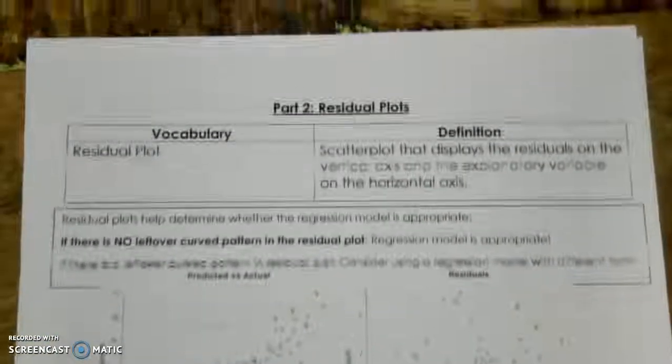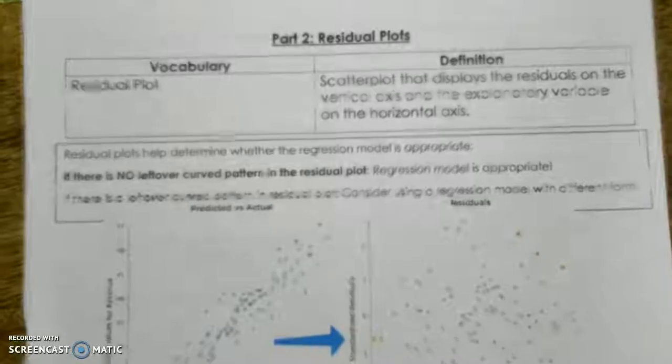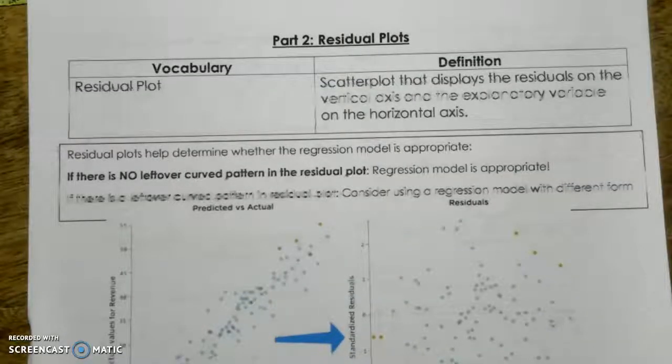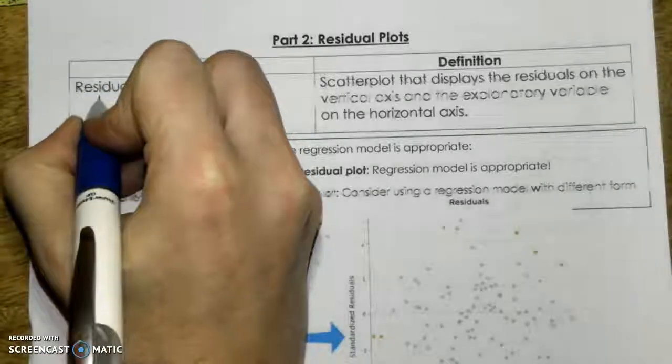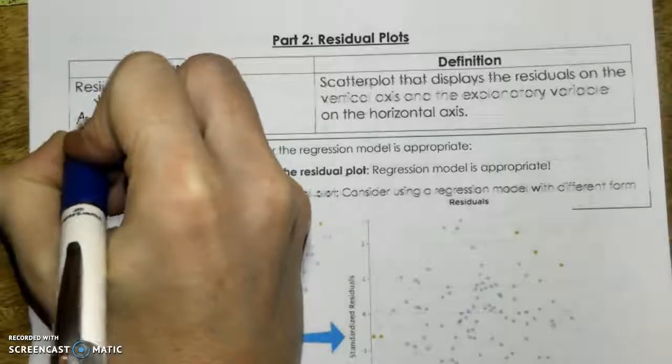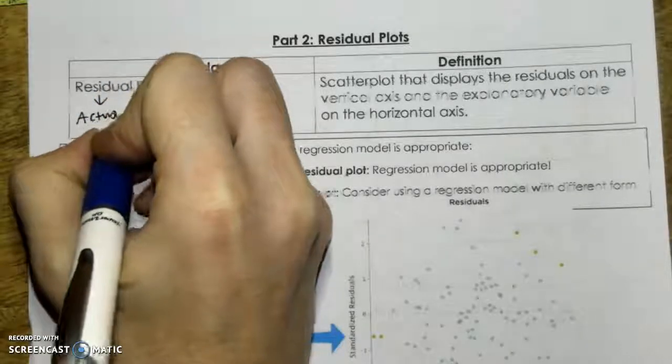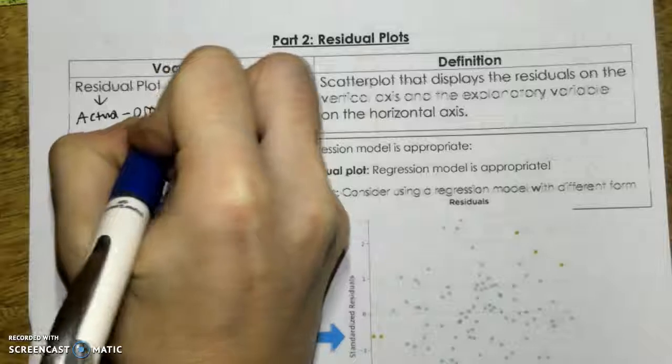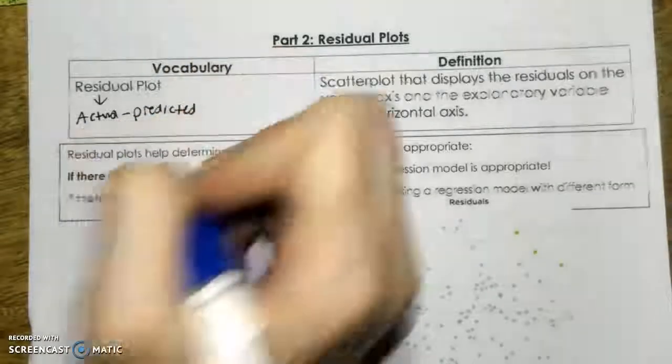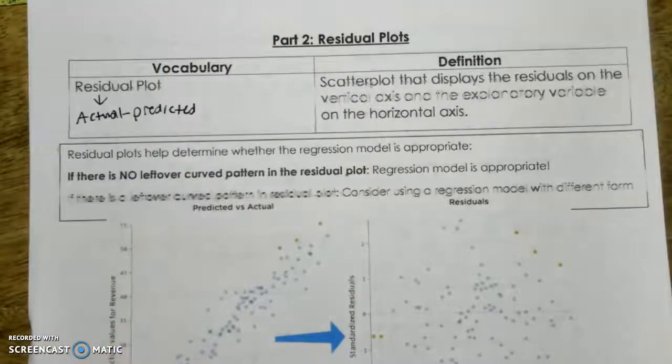We are now going to talk about, if I can get my camera, there we go, residual plots. So we learned the concept of residual last packet. So residual is your actual minus your predicted value, right? So your actual minus your predicted.